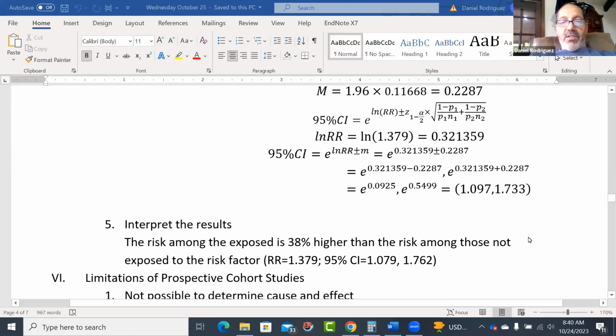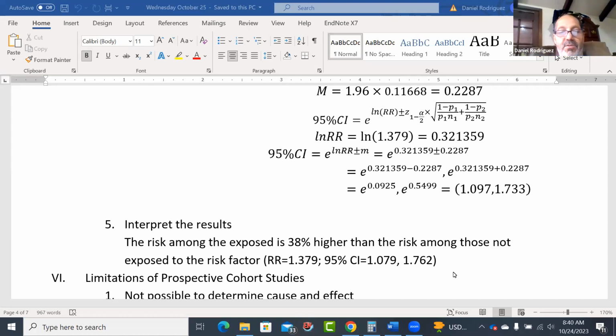So how would I report the results? Our point estimate is 38%. Again, we rounded it up. So the risk among the exposed is 38% higher than the risk among those who are not exposed. The reality is that while that's our point estimate, it could actually be somewhere from 7.9% to 76% higher for those who are exposed versus not exposed.